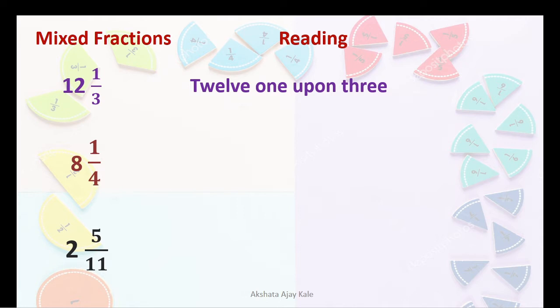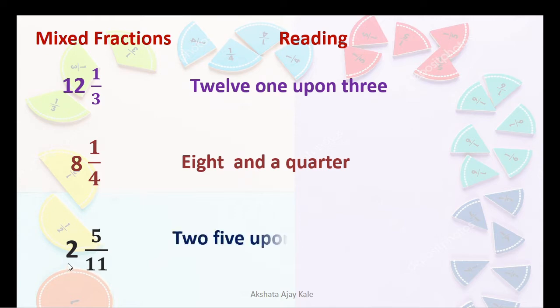So we can use this word here. We can write here 8 and a quarter. If half is there, then you can say 8 and a half. Got this? Okay, we will move to the third one. Here 2 and 5 upon 11, or 2, 5 upon 11. Got this? Like this you have to read the given mixed fractions.